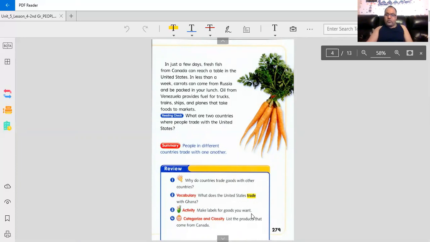Make labels for goods you want. Make labels on a small piece of paper like this, small, about some of the things that you want, the goods that you want. Categorize or classify. List the products that come from Canada. Give me a list of products that come from Canada.